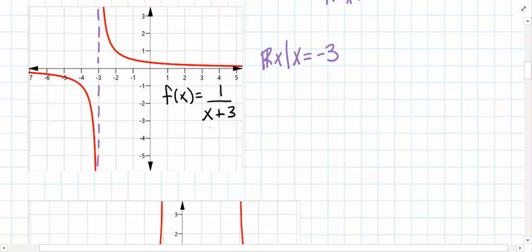And this is the reason why a positive 3 goes to the left, because it has something to do with its domain value over here. And you'll notice that this indeed is the line x equals negative 3. It's a vertical line right there. Are we doing okay so far?